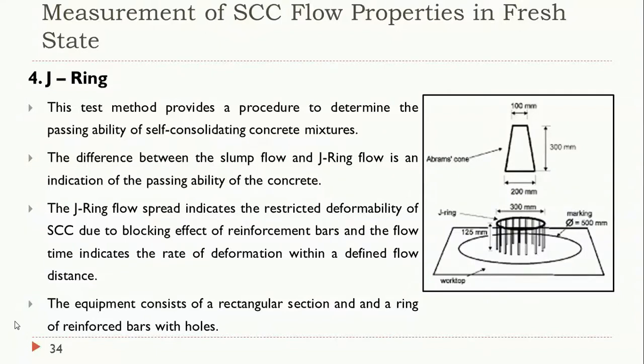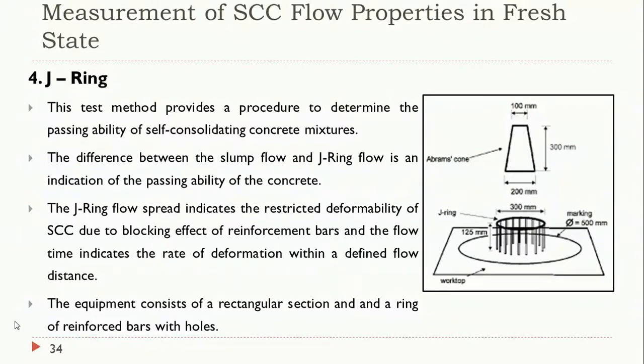Whereas here, we are measuring the flow also, just like the slump flow test, but we have a blocking effect of the reinforcement bars. In the slump flow there was no blocking effect, there were no obstructions for the flow. But here for the horizontal flow we have a restriction. We have kept an obstruction there, that is the reinforcement bars.